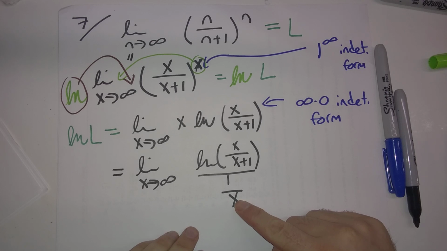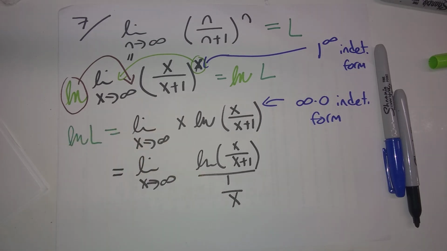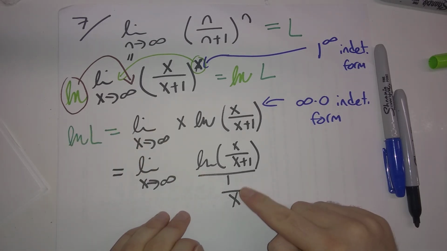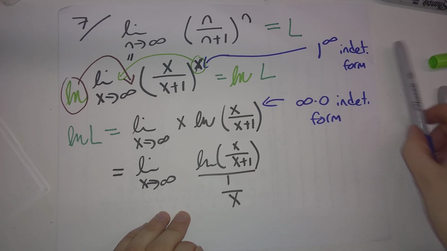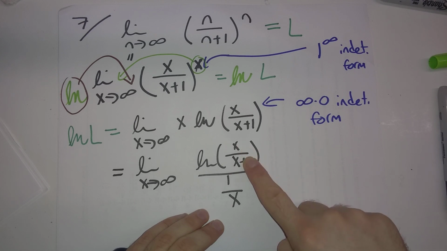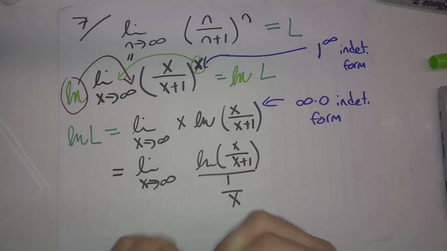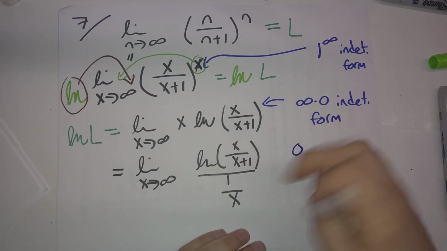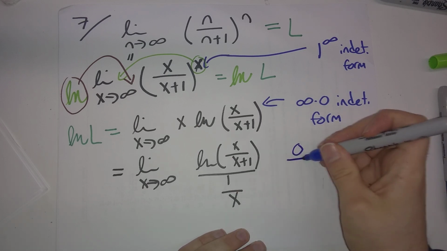So dividing by 1 over x is the same thing as multiplying by x. This looks nastier, but now we are in a position to say, hey, as x goes to infinity, x over x plus 1 goes to 1. Natural log of 1 is 0. And as x goes to infinity, 1 over x goes to 0.